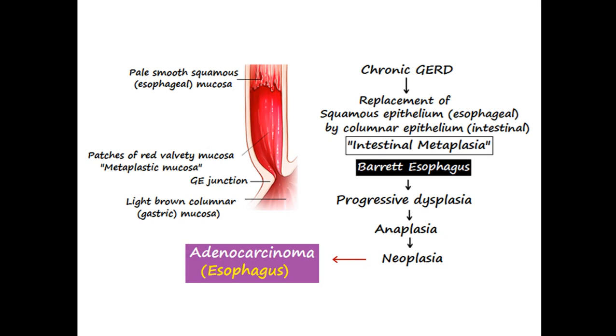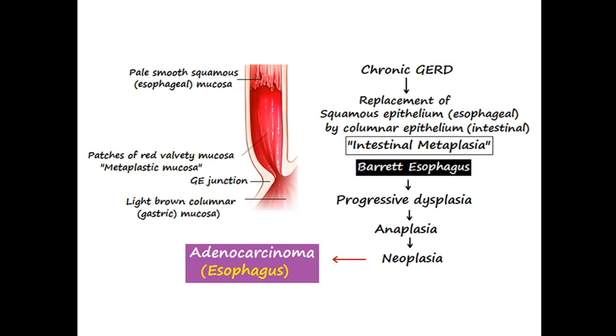the incompetent lower esophageal sphincter will allow the gastric contents, which are acidic, to regurgitate into the esophagus, and this continuous regurgitation of the acidic gastric contents will damage the squamous epithelium, and in response the squamous epithelium will undergo metaplasia into intestinal type columnar epithelial cells.